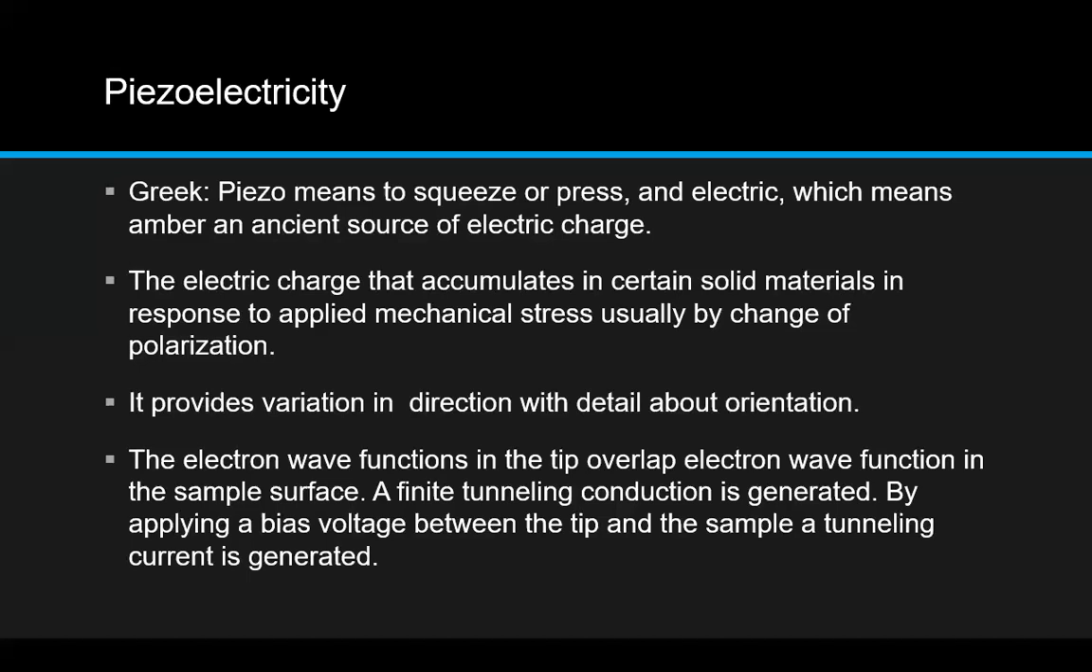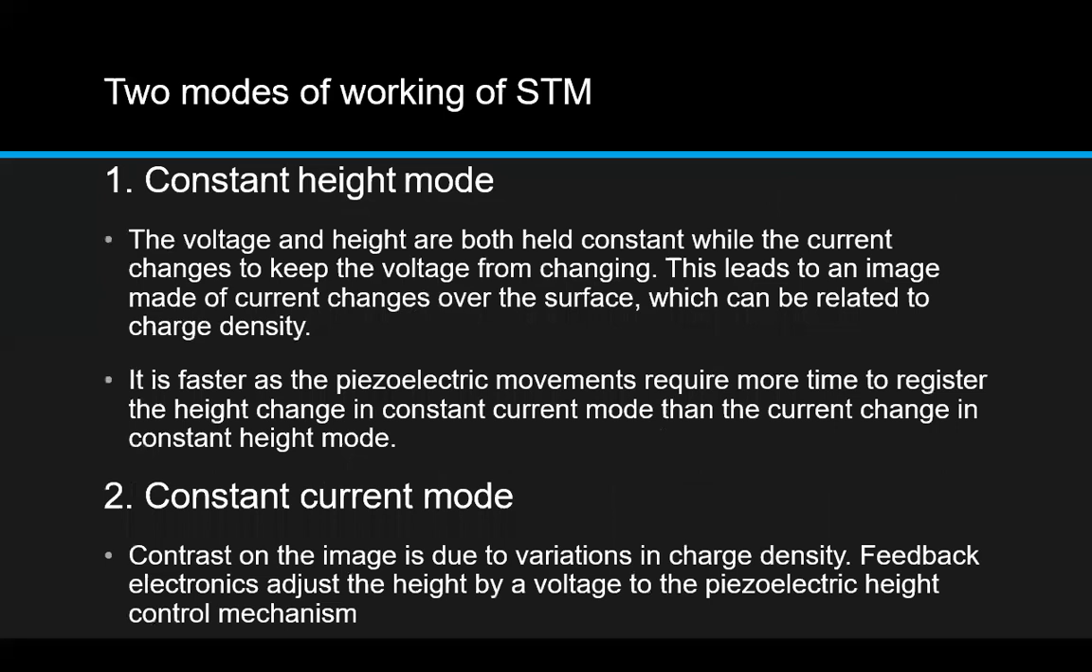A finite tunneling connection is generated by applying a bias voltage between the tip and the sample. Tunneling current is generated. There are two modes of working of the scanning tunneling microscope: constant height mode and constant current mode. In the constant height mode, the voltage and the height are both held constant while the current changes, producing an image made up of the current changes over the surface. It is faster, while the piezoelectric movement in constant current mode requires more time to register the height change.